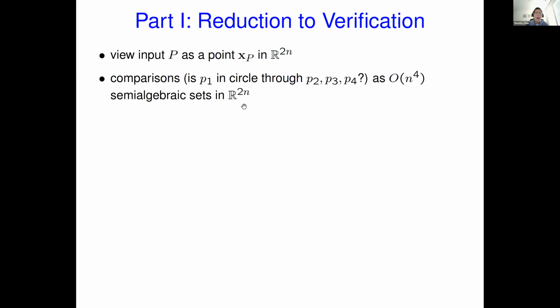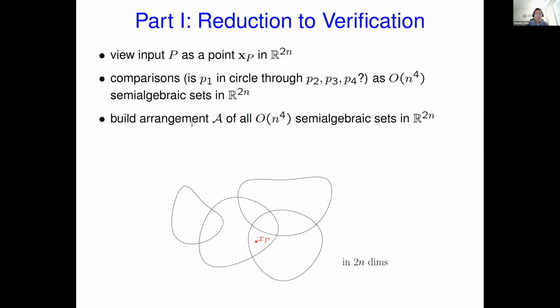Now there are n to the 4th possible comparisons we could make of this form, right? And so we have n to the 4th such semi-algebraic sets. And what we're going to do is build the arrangement of all these sets in 2n dimensions. Okay, so as a first step, how many cells do we have?